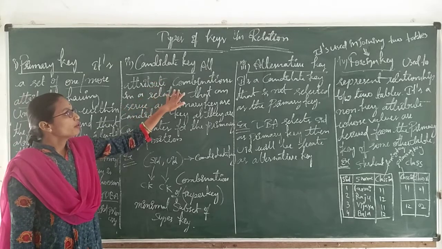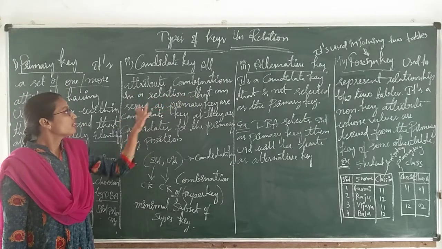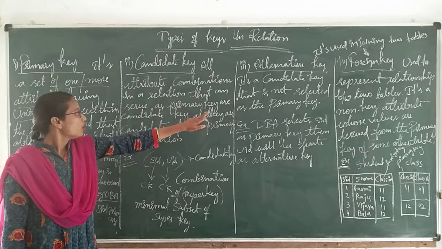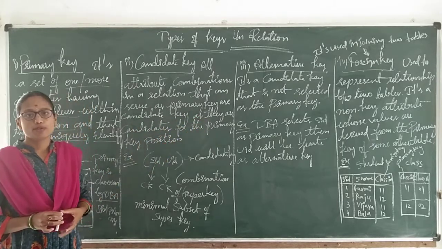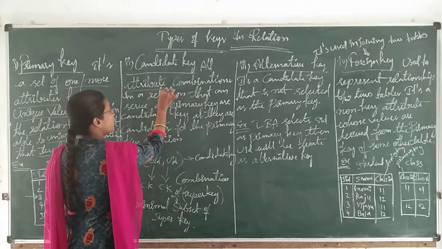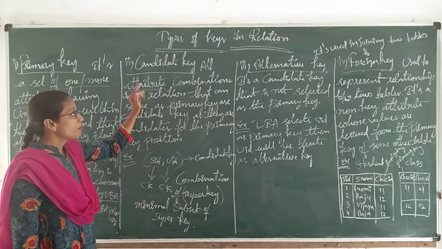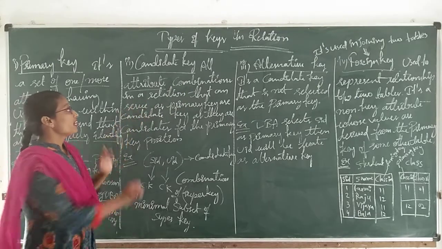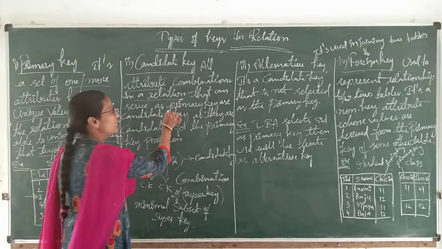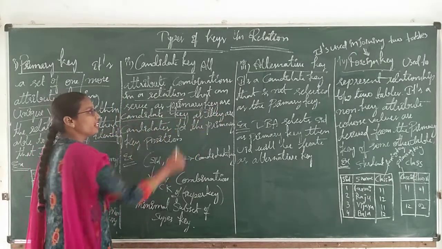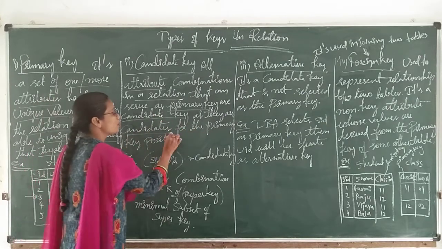Here, all attributes or combinations of attributes in a relation that can serve as a primary key are candidate keys, the candidates for the primary key position. Here, all attributes, we know attributes or column names, are the same.